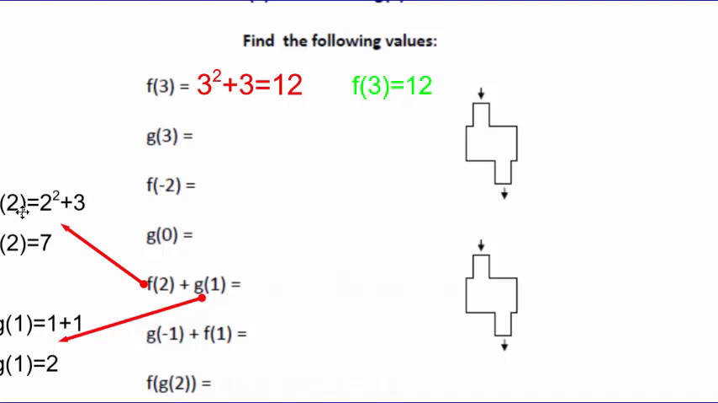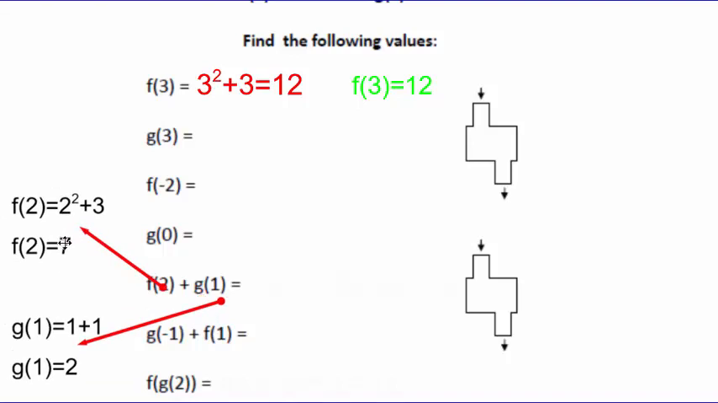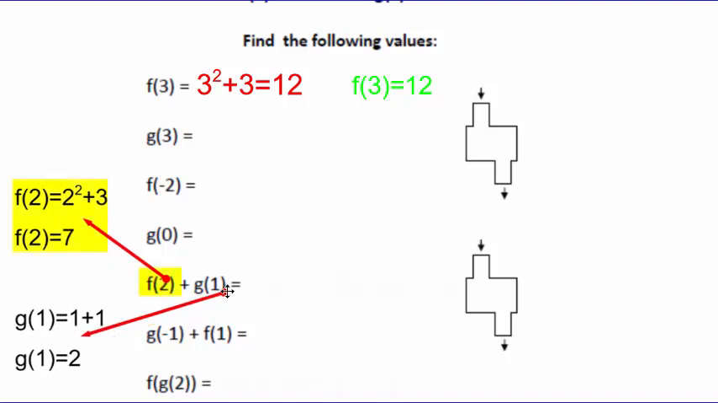So looking at f of 2, you can see I went to the function f. In place of the x, I put in my 2. I evaluated that and I got 7. I'm going to slide that over just a little bit so you can see it better. And then for g of 1, in place of the x, I put in my 1, so I got 2.